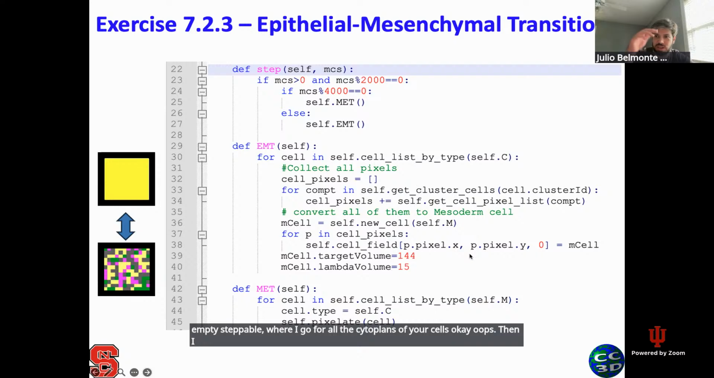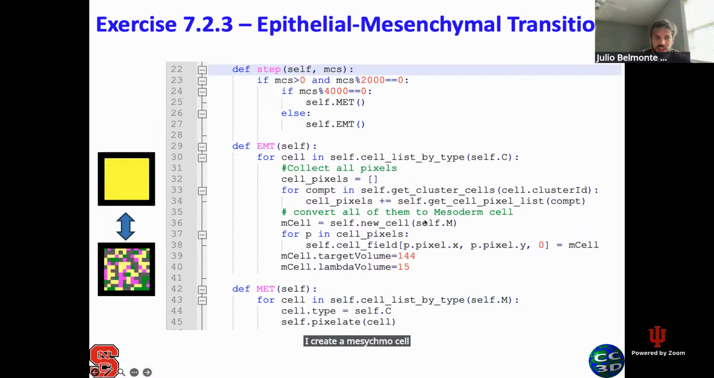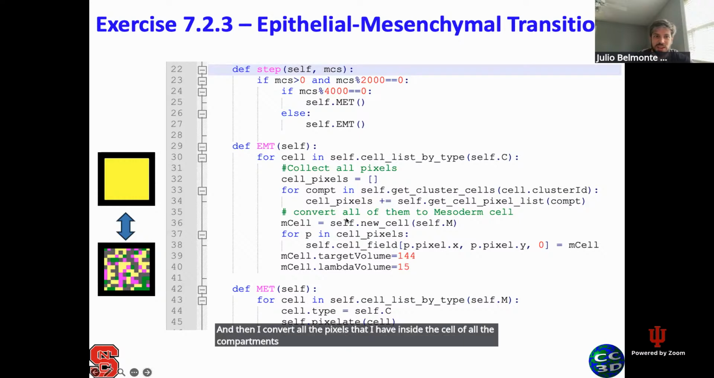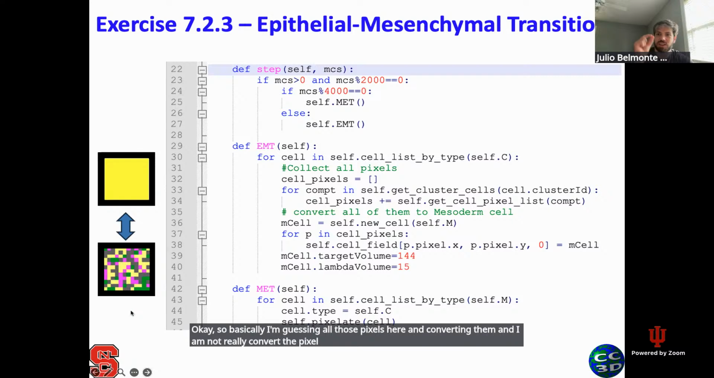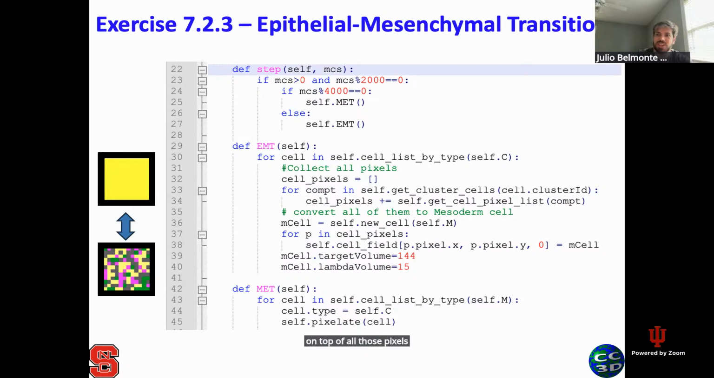Then I go over all the clusters. I collect all the clusters in a list, and then I create a mesenchymal cell. Then I convert all the pixels inside the cell, of all the compartments, back into a mesenchymal cell, and I set its target and lambda volume. Basically, I'm visiting all those pixels and converting them. I don't really convert the pixel, I'm just drawing the mesenchymal cell on top of all those pixels. Now this is going to become a mesenchymal cell. Does it make sense?